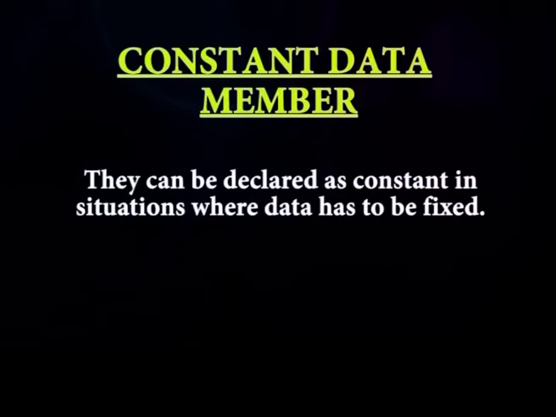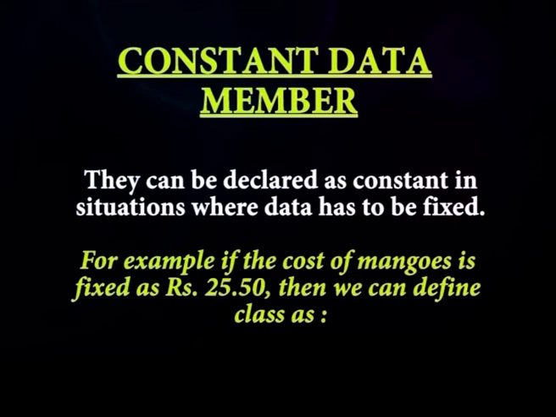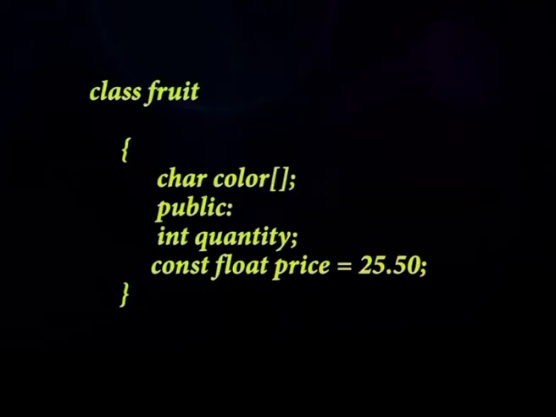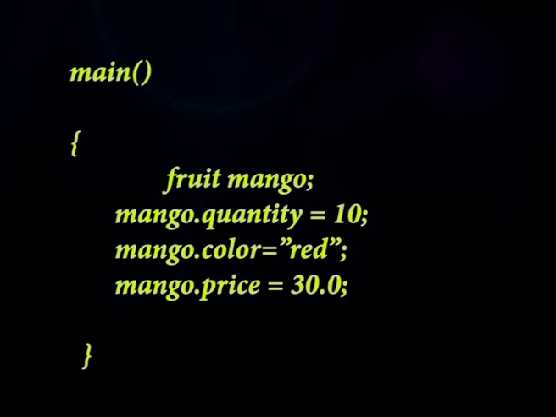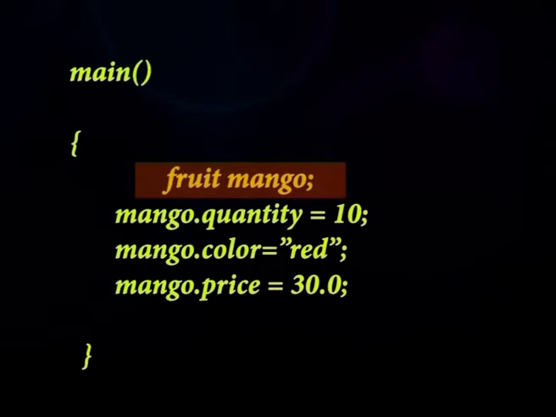Constant data member. They can be declared as constant in situations where data has to be fixed. For example, if the cost of mangoes is fixed as 25.50, then we can define the class as shown. This is the main program. Here, mangoes is declared as an object of class fruits.